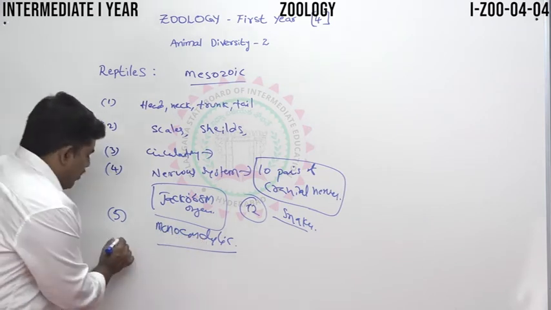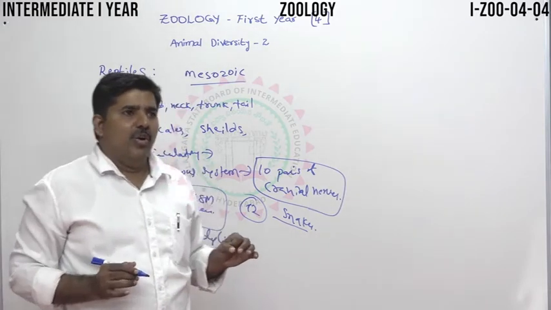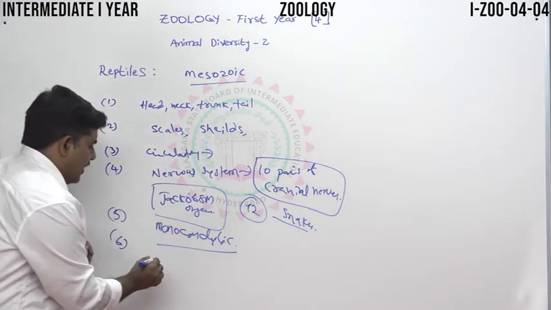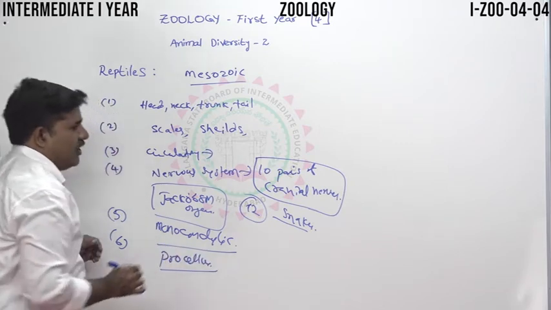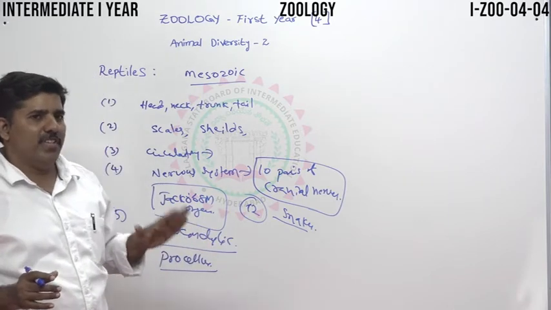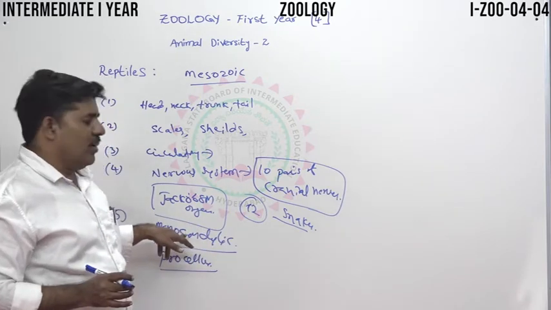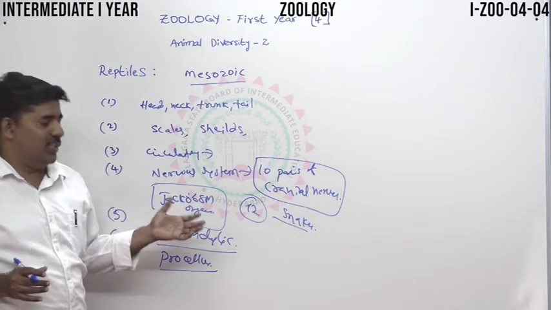The vertebrates are procoelous type. That is called procoelous. So here the important structure is that the vertebrates are procoelous type, and the skull is monocondylic. This is the important structure of this area.